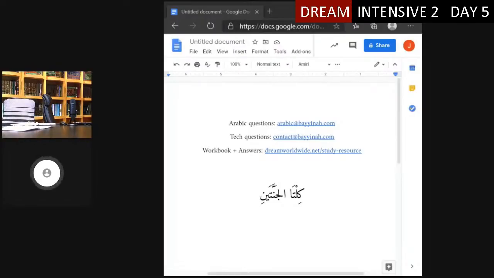SJ, no. Hum and him, when you have an attached pronoun, it's not based off of status. Hum could be nasab or jar, and him could be nasab or jar. Hum and him is more of a reading thing, we look at the sound before it, and we decide hum or him based on the sound before it.